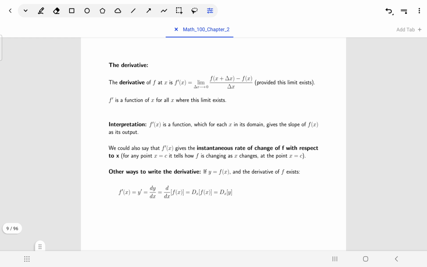In all of these cases, f prime or y prime, dy dx, however we want to talk about it or write it, we'll call it the derivative of f. And what it gives me is the instantaneous rate of change of f with respect to x at any point that I feel like looking at. In other words, it gives me the slope of my tangent line at any point of x that I feel like looking at.